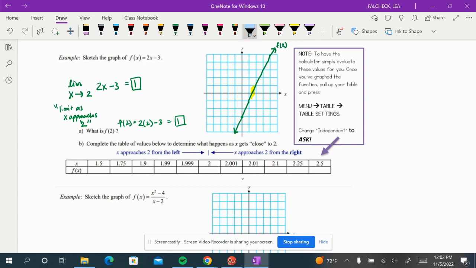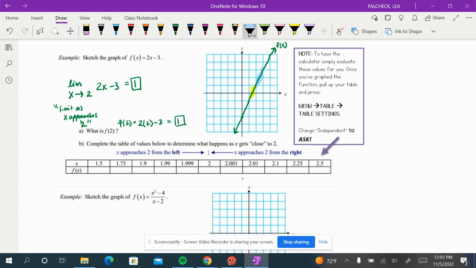And then on the other side of the table, we're going to examine what happens as x approaches 2 from the right. So as x gets closer and closer to 2. Okay, so I want you to think about limits as having two sides. You know how people always say there's always two sides to every story. There's always two sides to every limit, okay? So remember that.